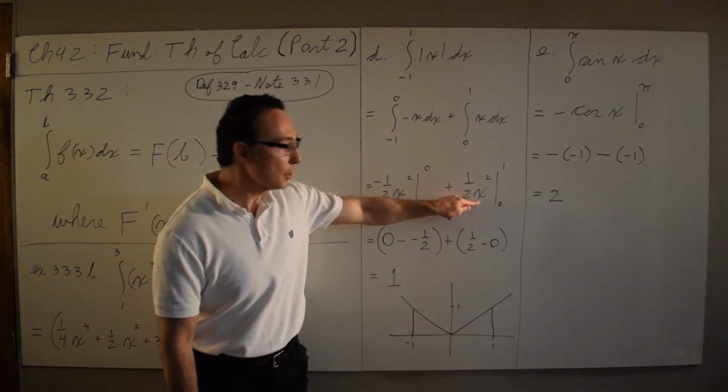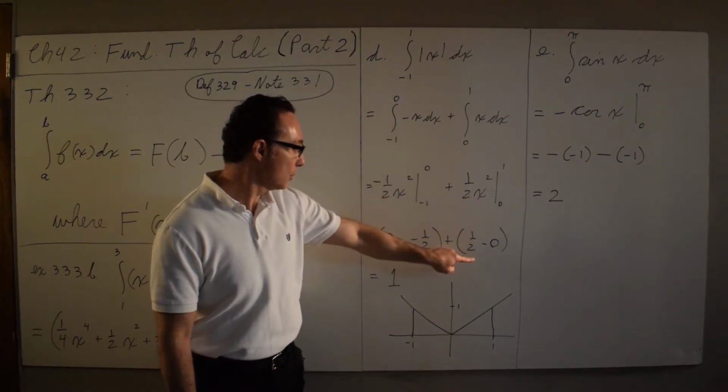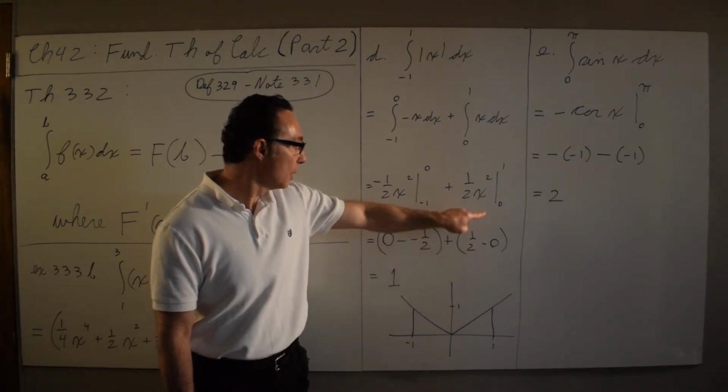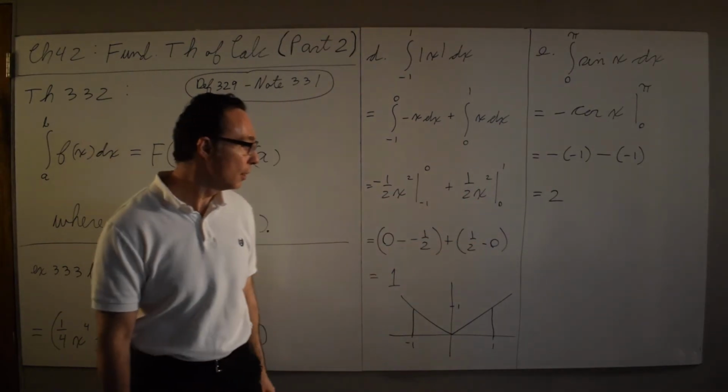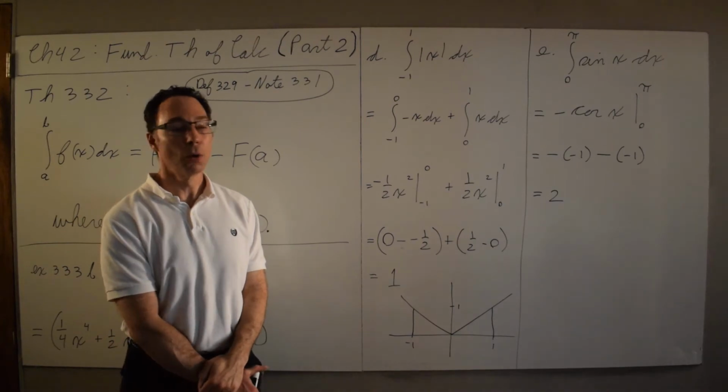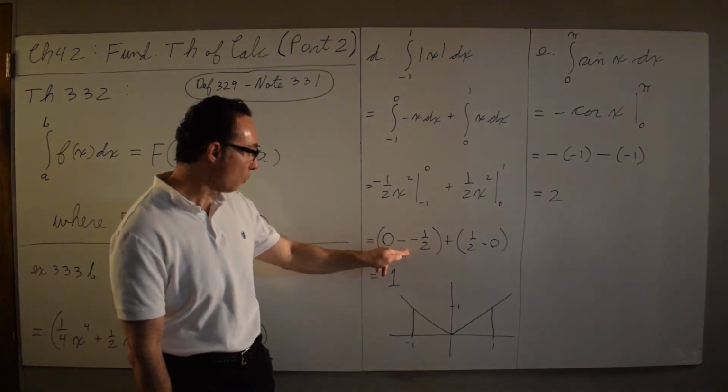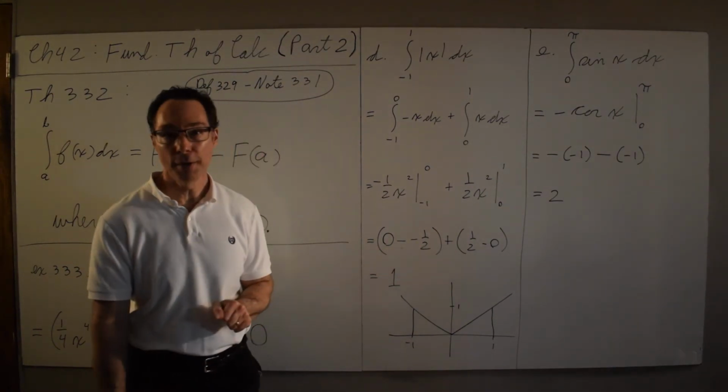Substitute 1, substitute 0, subtract. We substitute 1, we have 1/2. We substitute 0, we have 0. So we subtract and we have 1/2. So we have 1/2 plus 1/2, which is 1.